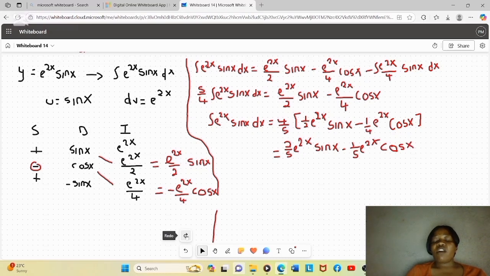Then from here we have a common factor. Our common factor is 1 over 5 e to the power 2x. We take it outside, and then we are left with 2 sine x minus cos x plus c. This is our final answer.